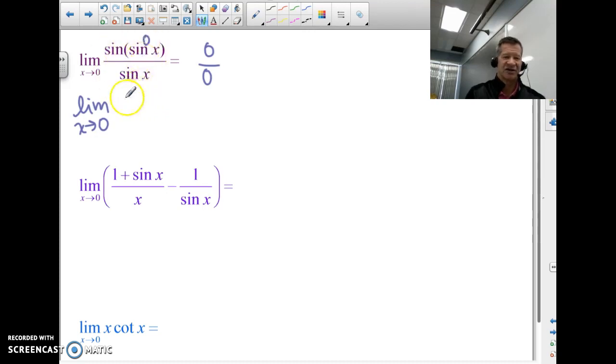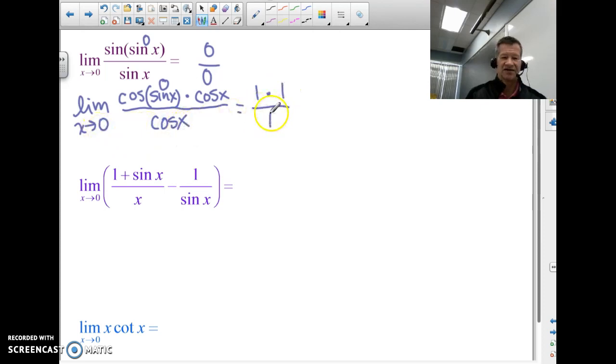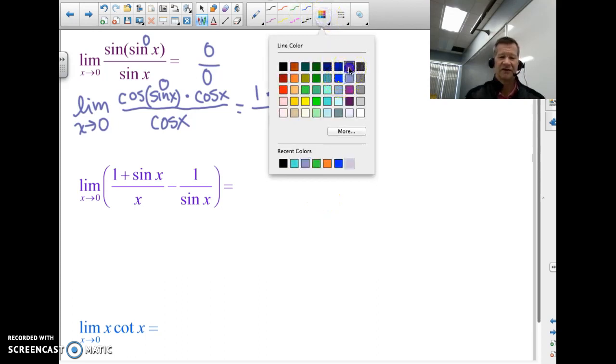So the derivative of sine junk is cosine of junk times derivative of the junk, derivative of sine is cosine x. So it's going to be cosine of the sine of x times the cosine of x, all over the derivative of sine, which is cosine. So let's try that. Put 0 in for x. Sine of 0 is 0. Cosine of 0 is 1. Times cosine of 0 again is 1 over cosine of 0 again is 1. That one's equal to 1. So that one works out pretty nifty. Let's try the next one.